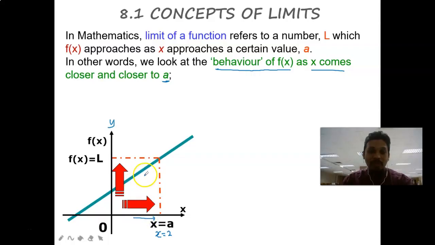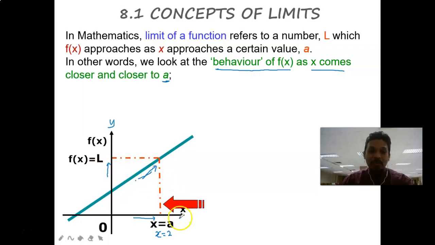Look at the graph here. x approaches a from the left, meaning that the graph approaches the value of something here, which is L. And if you refer to the value of y, it is approaching the value of L. So when x approaches a, the function approaches the value of L, somewhere around here on the y-axis.